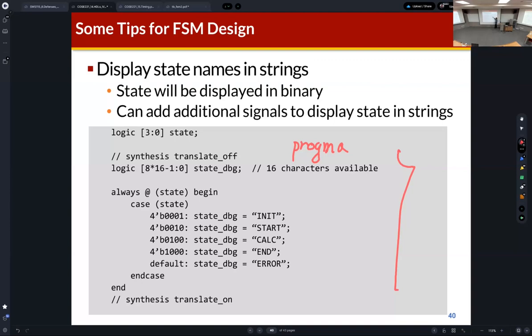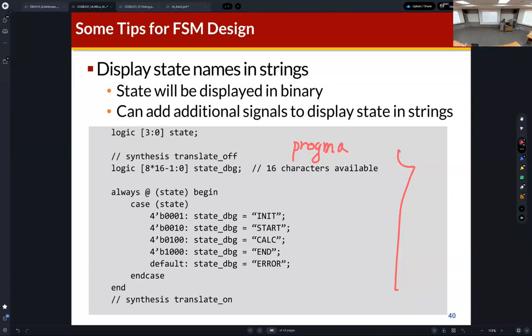So it means that if the synthesizer detects the synthesis translate off pragma, then after this line, synthesis is disabled. Which means that if we want to add some special code or some debugging code inside of your design, then you can use the synthesis translate off pragma. After this line, the statements will not be synthesized, so you can add some statements or code for debugging.